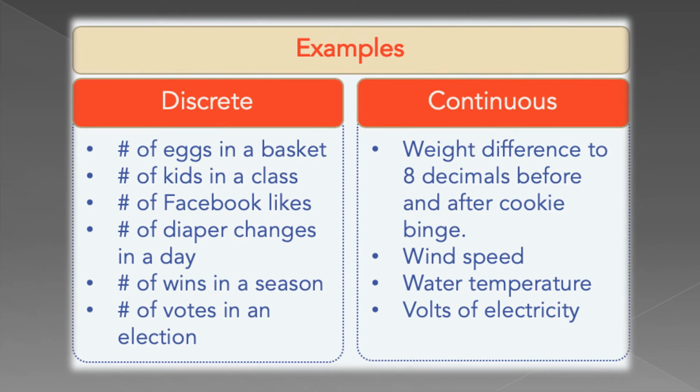So let us have a closer look at examples of discrete and continuous data. Under discrete data, we have the number of eggs in a basket, kids in a class, Facebook likes, diaper changes in a day, wins in a season, votes in an election. Whereas under continuous, we have the weight difference to 8 decimals before and after cookie beans, wind speed, water temperature, volts of electricity. And as you can see, the examples of continuous are measured by a certain instrument.